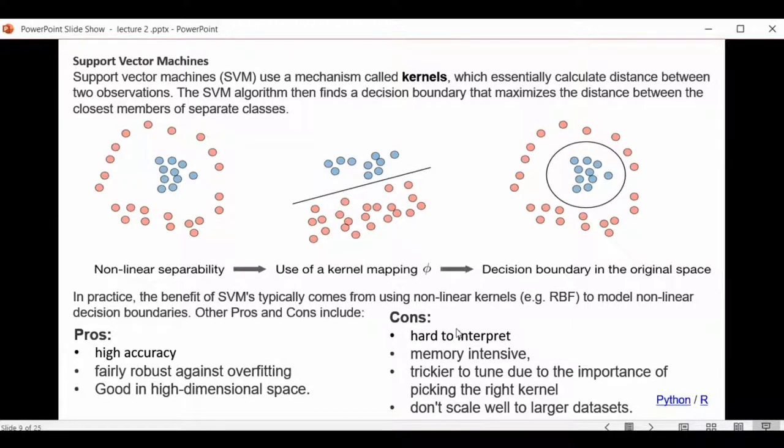But they have the same kind of cons as these approaches. They're hard to interpret. You can't actually see the line, so it's hard to interpret how it's making its decisions on which class something belongs to. It's memory intensive, so it uses a lot of memory to actually run it. It's trickier to tune. You need to pick the right kind of kernel to transform the space in such a way that you can map different types of problems, whether there are different relationships between the classes in your data set. And it doesn't scale well to large data sets, which is a lot of the reason why it was superseded by deep learning.